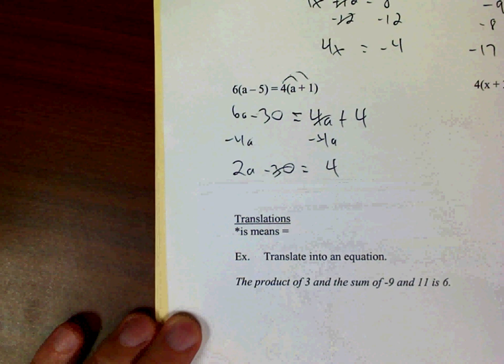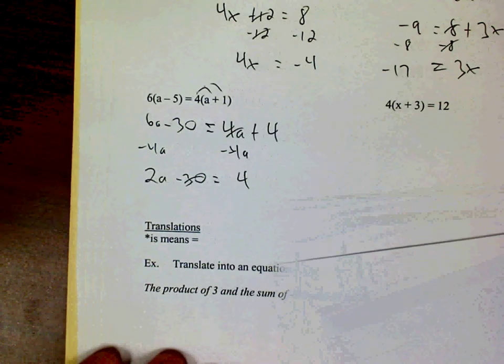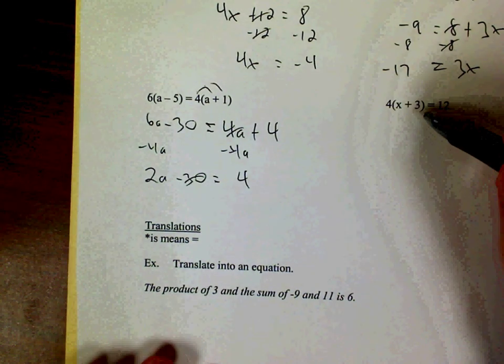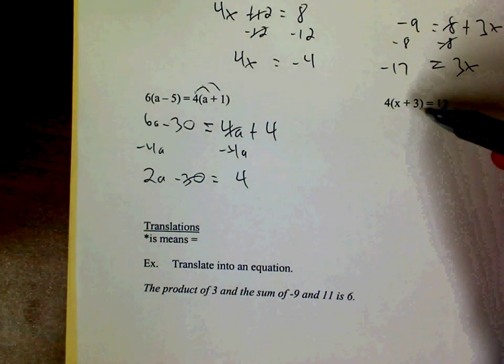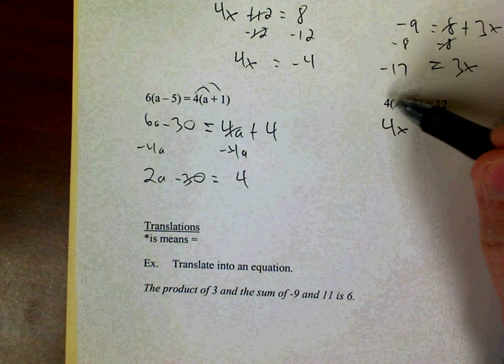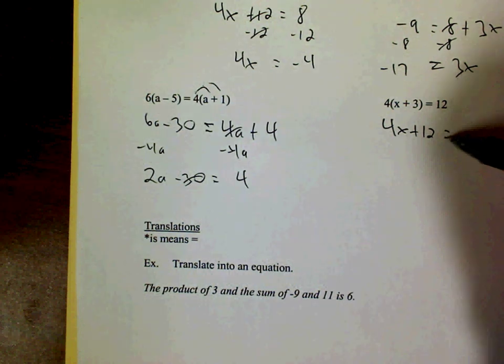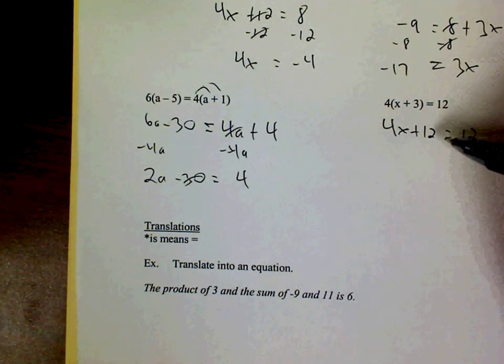Let's do another one. Once again, we have parentheses. We're going to distribute the 4. Take 4 times x and we get 4x. Take 4 times 3 and we get 12. Bring down the 12 on the right side. We only have one x term, so we're not going to worry about that one.